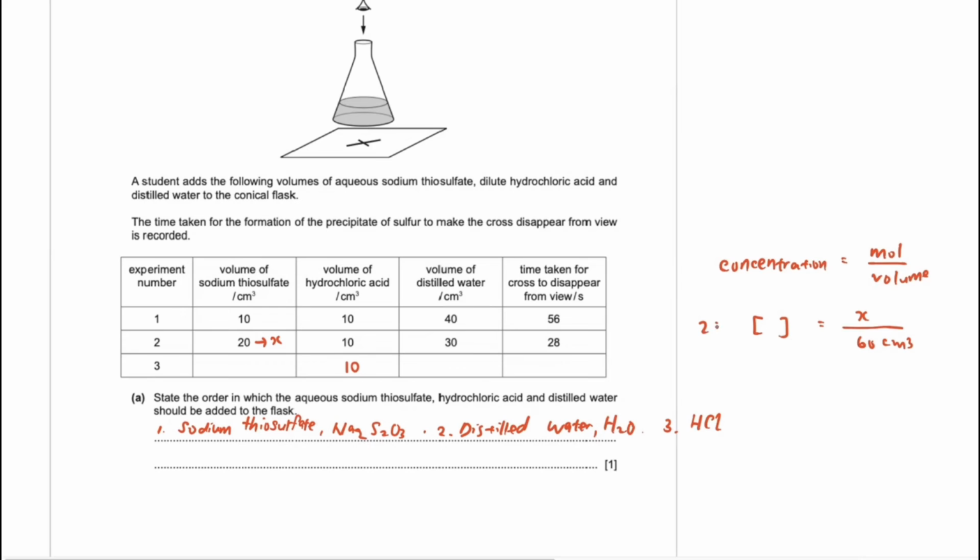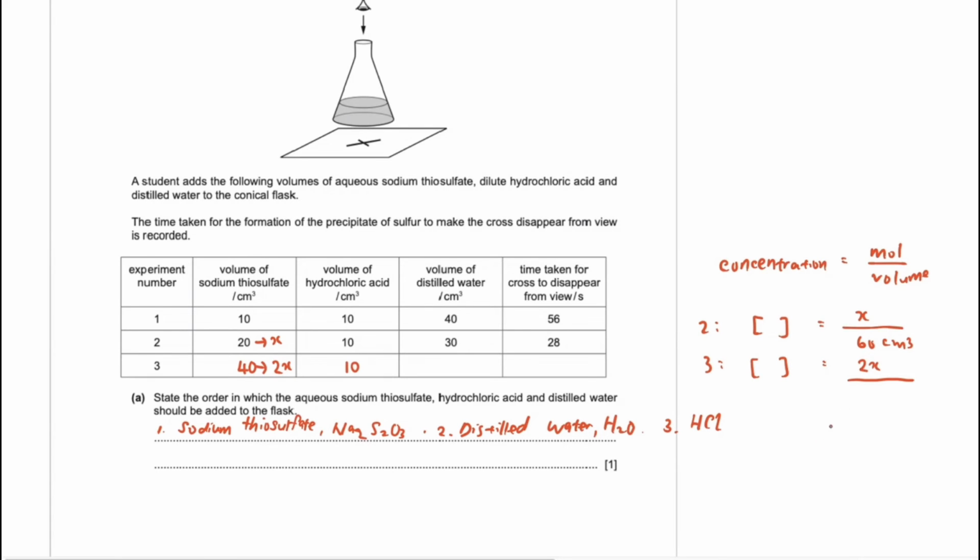Okay. Experiment 3, this is experiment 2. Now experiment 3. You want the concentration to double. So maybe you're wondering, can I just double this volume? So if you double this volume, let's see. If you double this volume, 40, right? Then you should expect the mole to be double, 2x. Okay. If this is 2x, it doesn't mean the concentration is double. You must be careful. So this is x over 60.